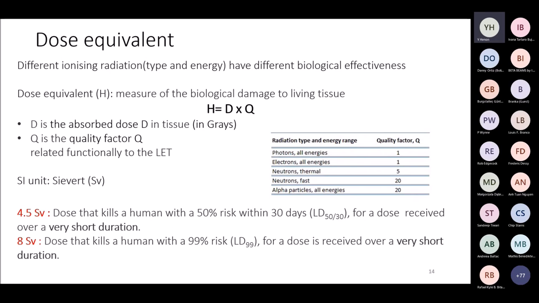It gives you 50% size risk, or chances, if you want to call it like this, to die within 30 days, if you have received an irradiation of your whole body over a short duration. This would definitely be the case if someone were exposed to a gamma source.